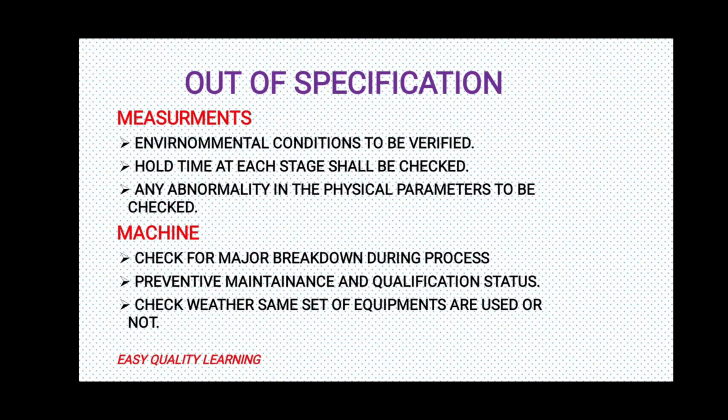Check for any major breakdown during the process. Then preventive maintenance and the qualification status need to be checked. We need to check whether the same set of equipment is used or not. This means that if we are using a 600 liter RMG, then we need to verify whether we have used the 600 liter RMG or we have used an 800 liter one for this particular processing. If we have used the deduster and tooling for compression of these tablets, then we need to verify that the same machine is used for compression of this particular product or we have used some other set of equipment. So, this we need to verify with the historical data.